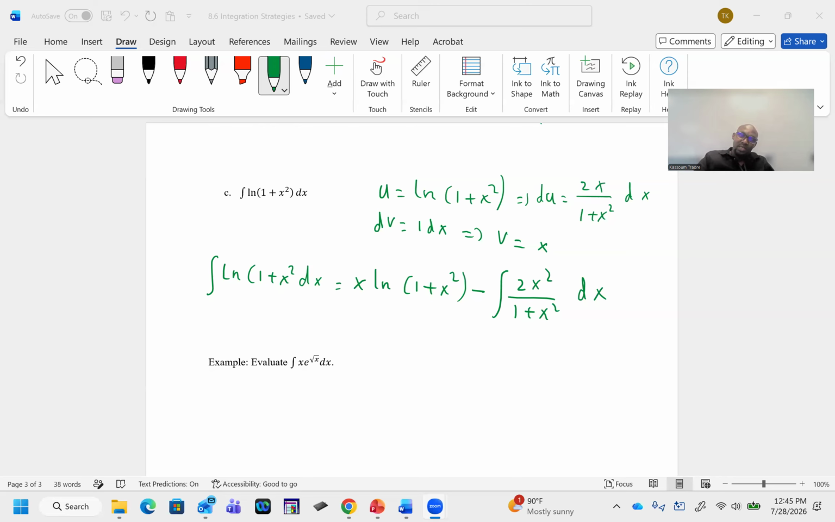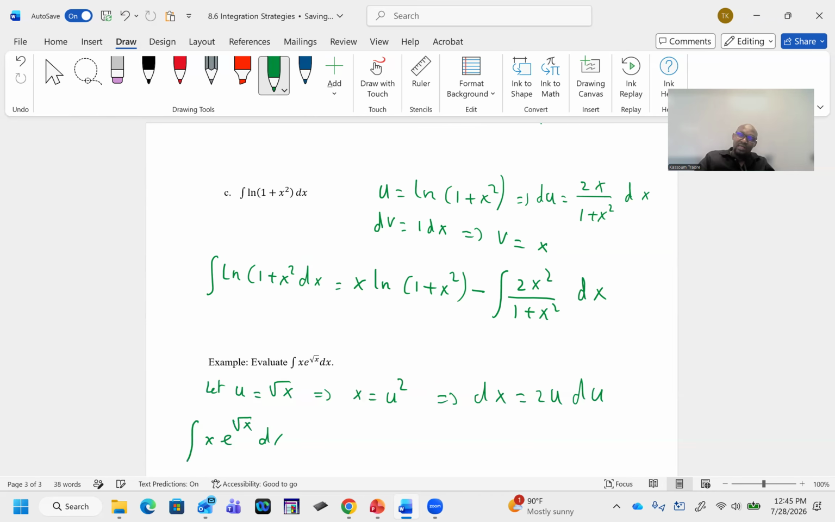In this case, I will just let u be equal to square root of x. If u is square root of x, then x will be u squared, right? Which means dx also will be 2u du. So if I do my substitution again, the integral of x e to the power of square root of x dx would just be 2 times the integral of u squared times u, which is u to the power of 3, e to the power of u du.